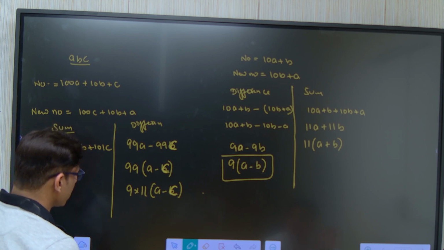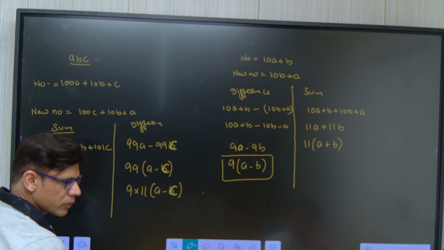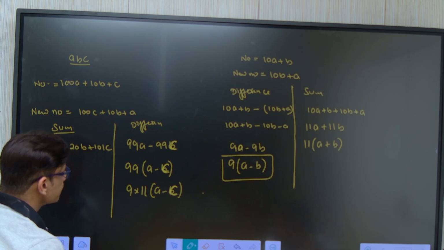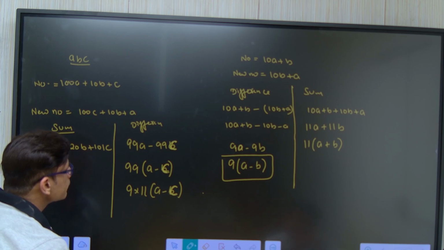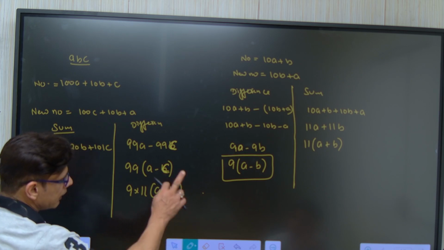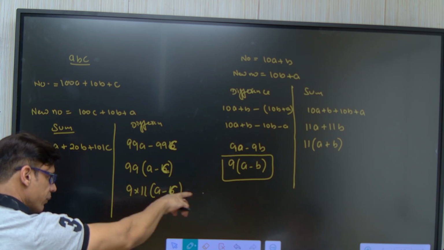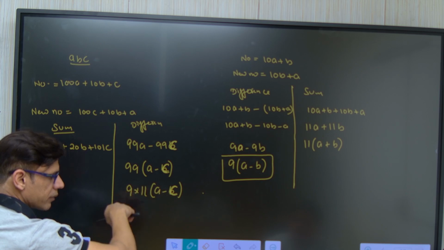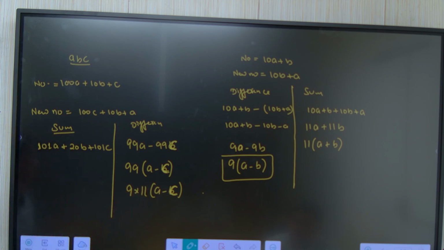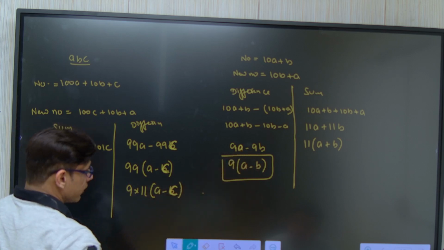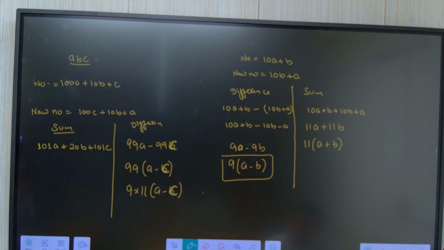Since I can factorize 99, that means it will be divisible by 9 and also by 11. 99 means it should be divisible by 9 and 11 both, right? Here in the difference, it is divisible by 9 and 11 both for a 3-digit number. For a 2-digit number, the difference is definitely divisible by 9 and the sum is definitely divisible by 11, right?